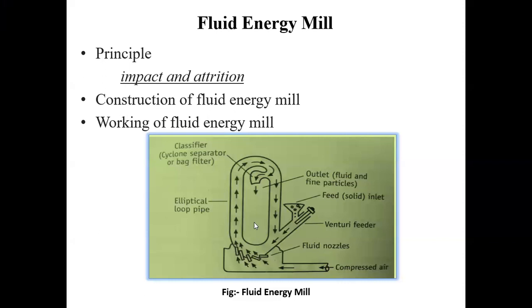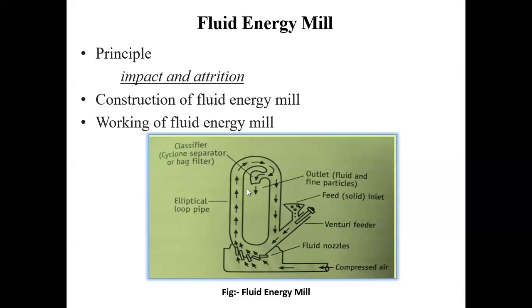And this is a figure of fluid energy mill. This is a pipe, elliptical pipe, and here nozzles, grinding nozzles. Their number is 2 to 6, and the inlet for compressed air is from this side, and this is a feeder, feed solid inlet. This is the Venturi feeder, and here impact and attrition both are possible due to this compressed air.